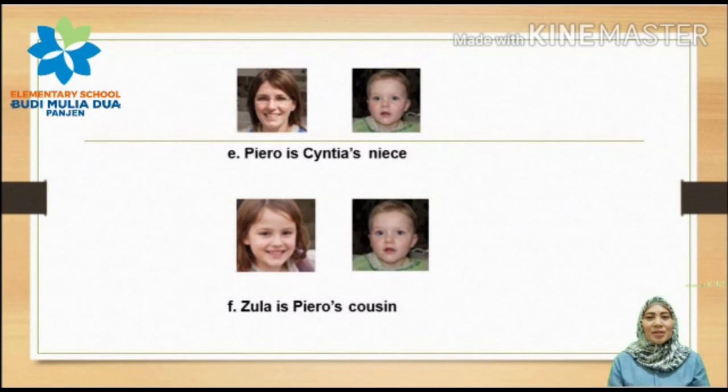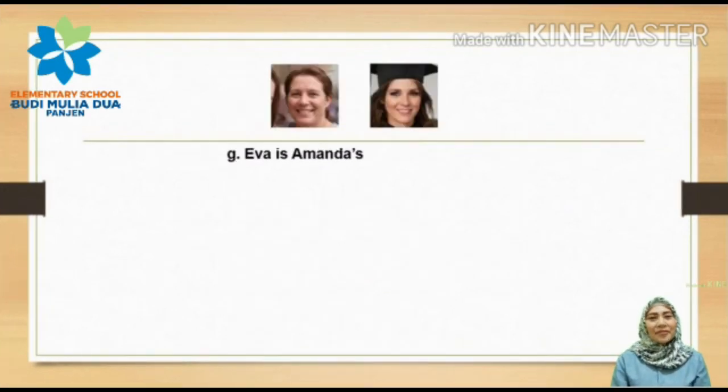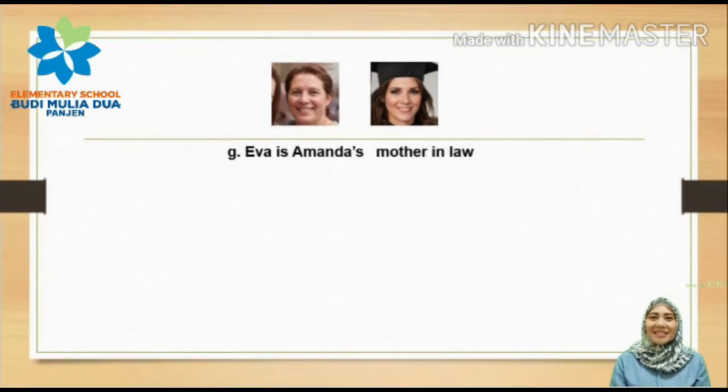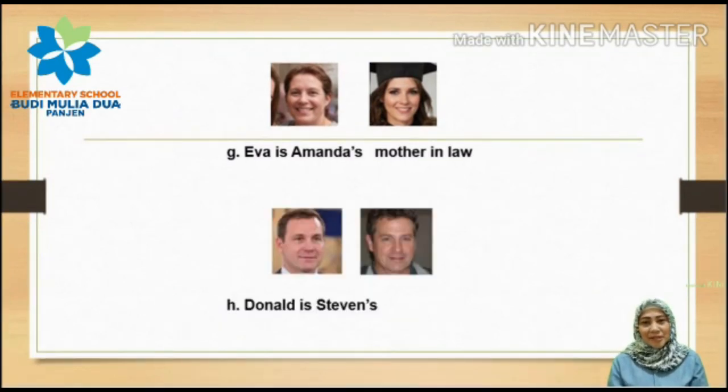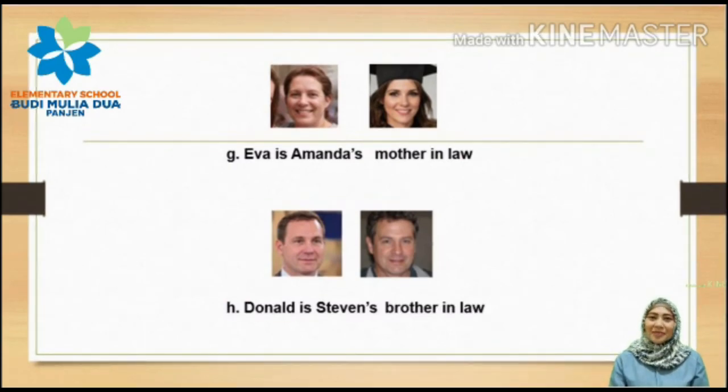Okay, now it is your turn. Eva is Amanda's, good, mother-in-law. And then how about this? Donald is Stephen's, yes, brother-in-law. Now this family tree will help you more understand about the family relationship. Let's take a look at the family tree.